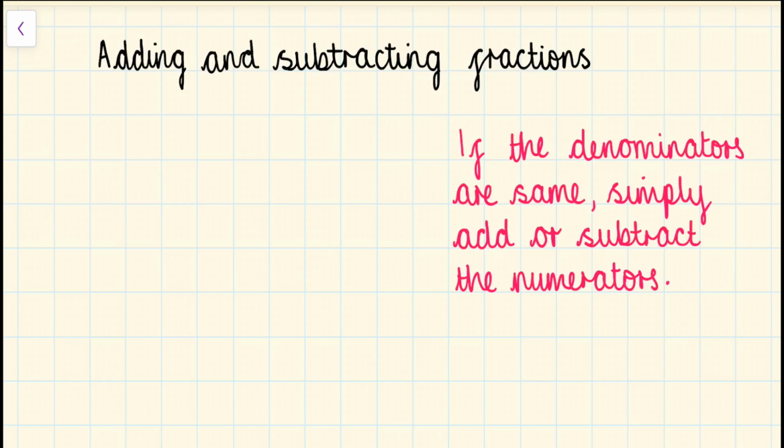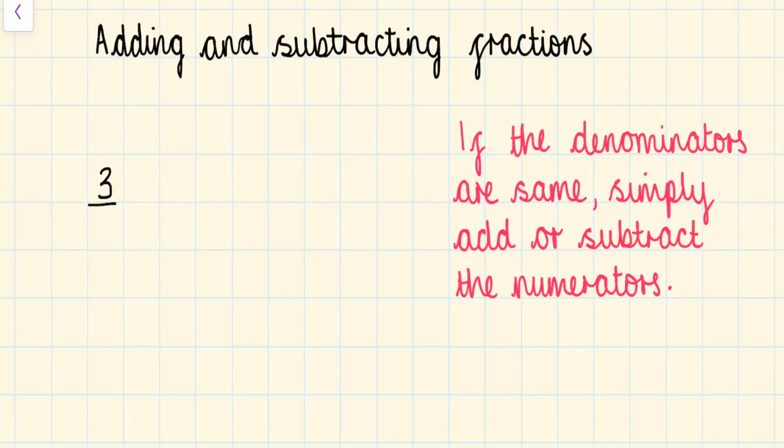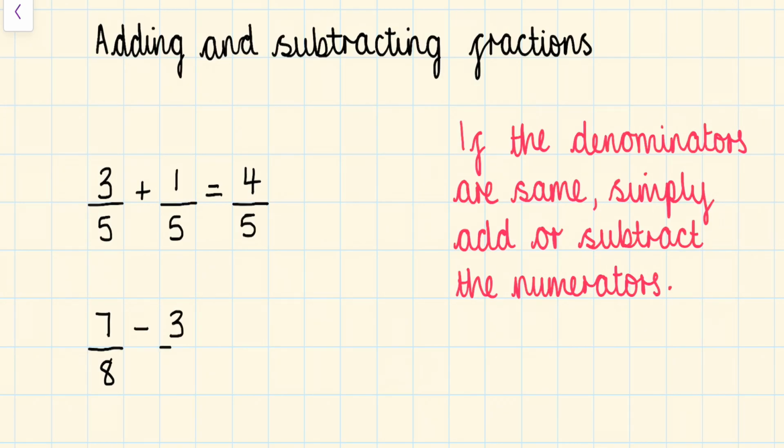In this video we're going to be looking at adding and subtracting fractions, which out of the 4 operations with fractions is considered the hardest. So the first thing that we do is, if the denominators are the same, we simply add or subtract the numerators and the denominator stays the same. So in this example you can see 3/5 add 1/5 will give us 4/5, or 7/8 take away 3/8 will give us 4/8. So if the denominators are the same, we just add or subtract the numerators.